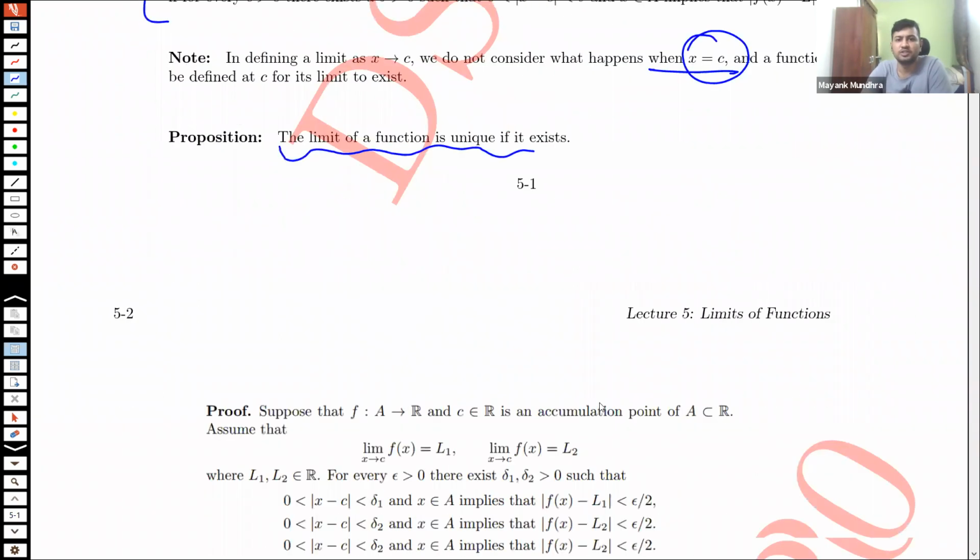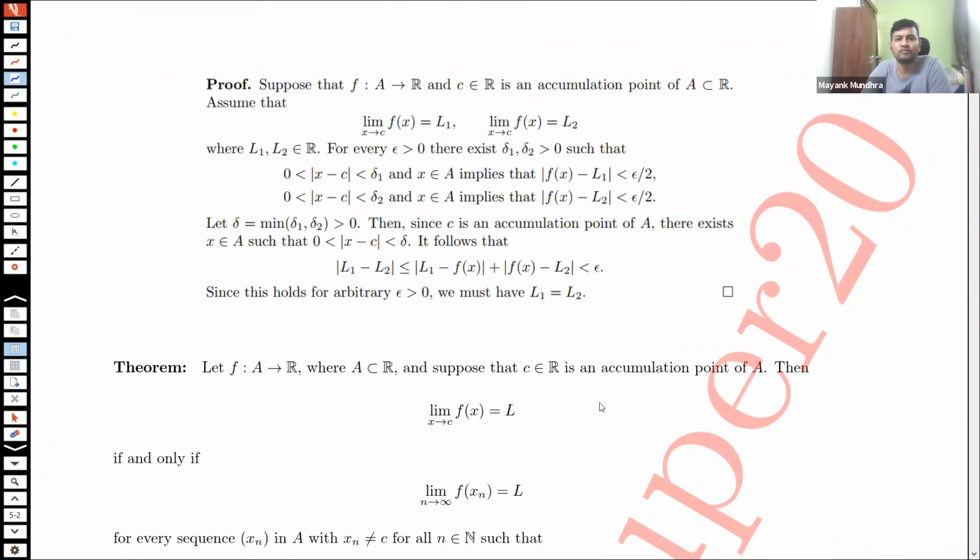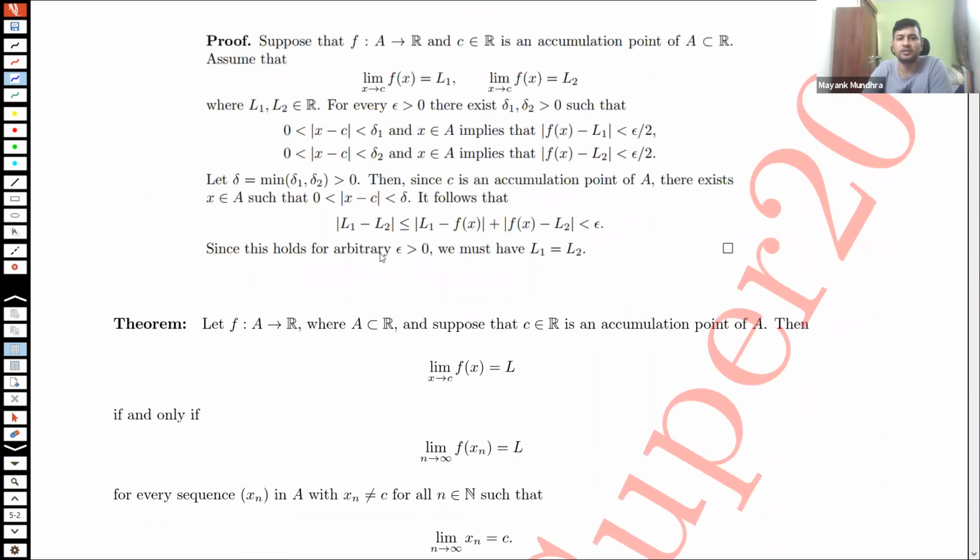So that's the proposition. The limit of a function is unique if it exists. So this is the entire proof in words for the same thing.